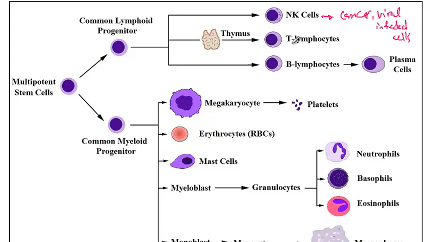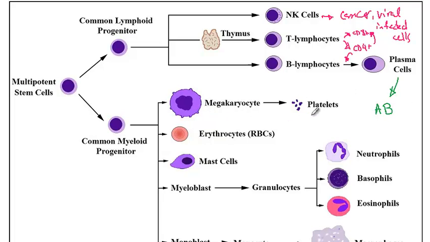We discussed T lymphocytes are divided into CD8 positive and CD4 positive T cells. CD8 positive T cells are cytotoxic versus CD4 positive T cells are helper T cells that can activate more CD8 positive cells, or they could activate B lymphocytes to turn into plasma cells, which are the antibody producing cells.